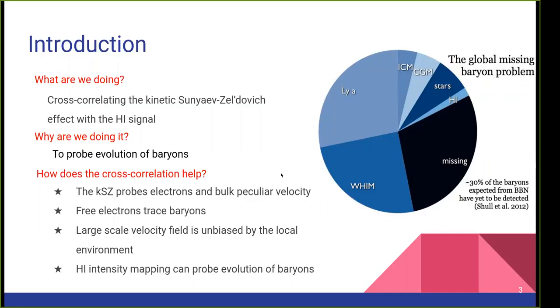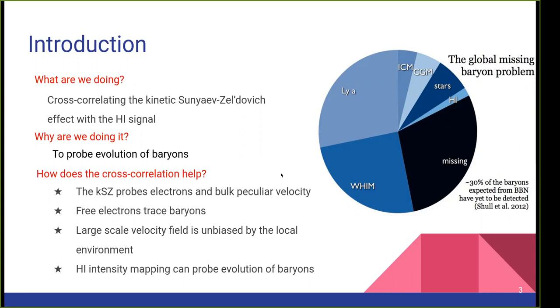So the thermal SZ wouldn't be ideal to use to find these missing baryons, because the TSZ, as it's called, is usually used to probe high density and high temperature regions, which the WHIM is not. So because of that, the kinetic SZ is actually a much better probe for missing baryons. I'll talk about the KSZ in more detail in the next slide, but this slide is basically just showing, in a large picture, what we're trying to do.